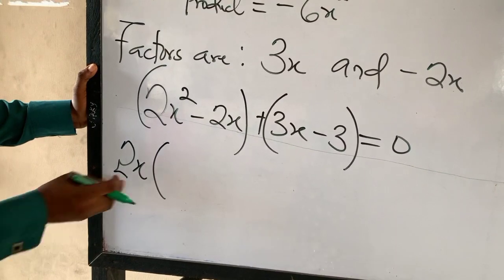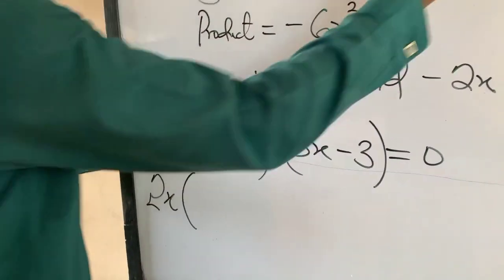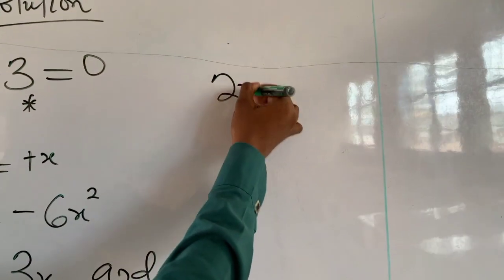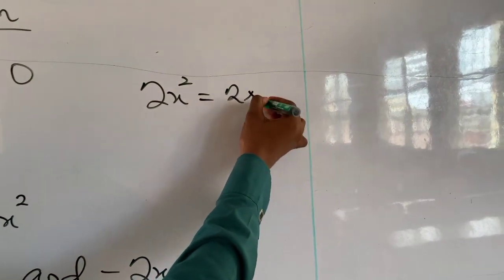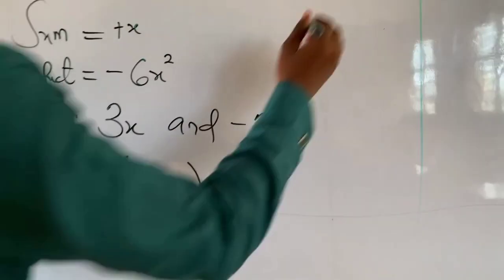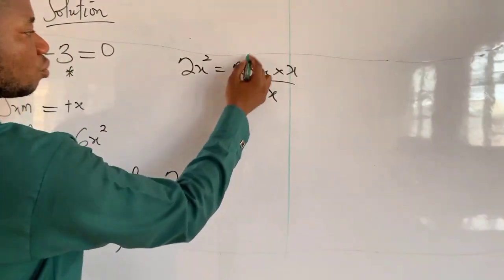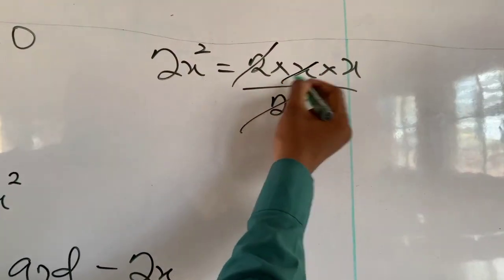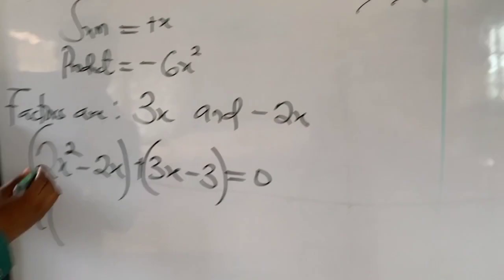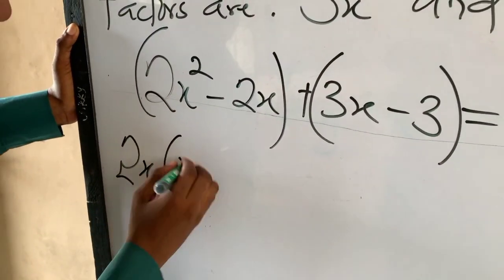2x. Now 2x divided by this. This is 2x squared. 2x squared means 2 times x times x. Now divided by 2x, which is 2 times x. Now you find out that 2 will cancel 2, x will cancel x, we are left with x. So 2x squared divided by 2x will give you x.